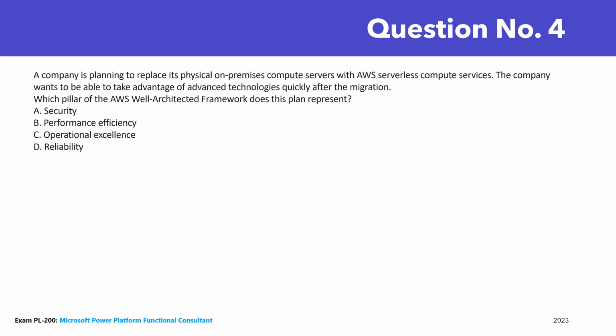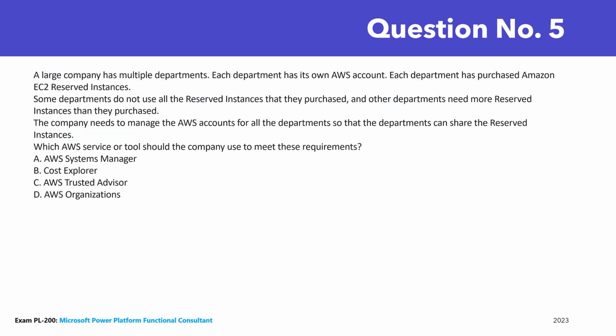A company is planning to replace its physical on-premises compute servers with AWS serverless compute services. The company wants to be able to take advantage of advanced technologies quickly after the migration. Which pillar of the AWS Well-Architected Framework does this plan represent? A. Security. B. Performance efficiency. C. Operational excellence. D. Reliability. Correct answer, B.